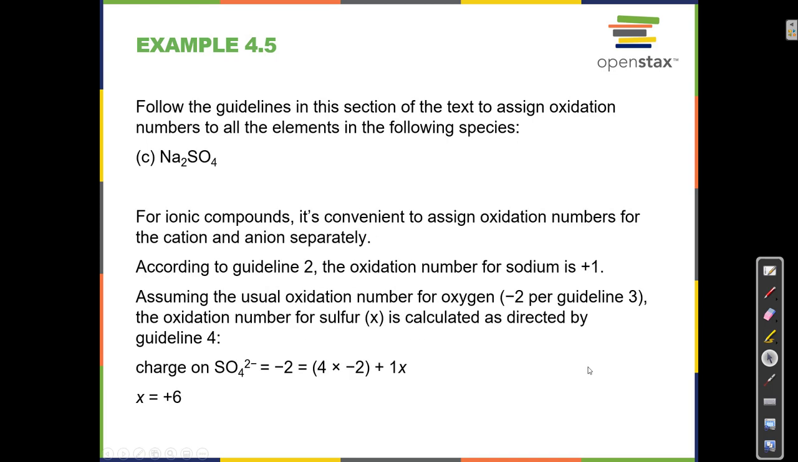All right, let's do another one. Na plus Na plus S plus O plus O plus O plus O equals 0, because there's no charge on this compound. So when I add up all the oxidation numbers, they have to equal the charge, which is 0. I know that O is minus 2. So we'll put in minus 2, minus 2, minus 2, minus 2.